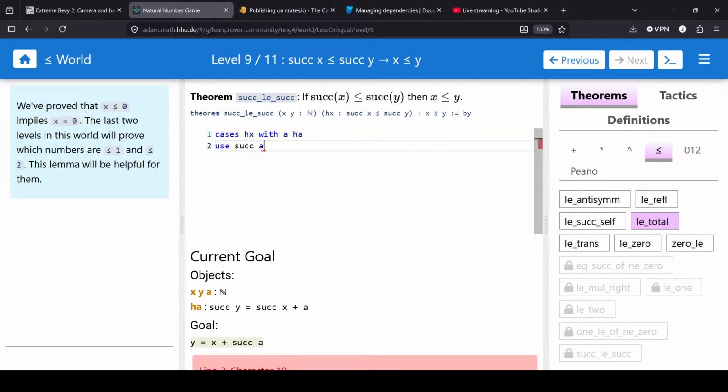Is that right? No. Because we have successor of y equals successor of x plus a. That's y plus 1 equals x plus 1 plus a. So we have to add another 1, don't we? But I don't have a successor of y.